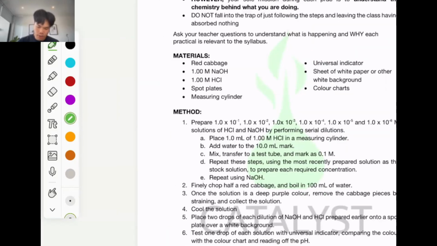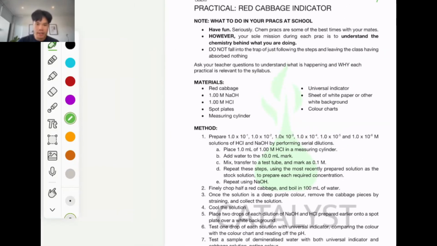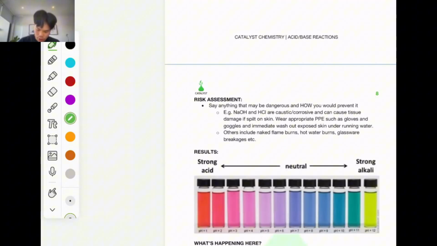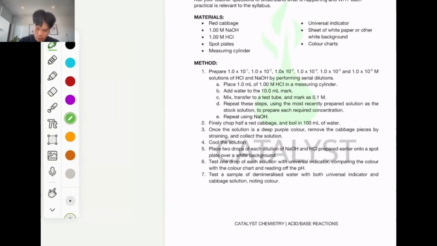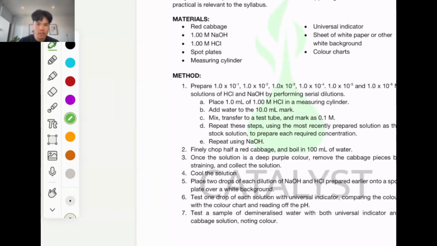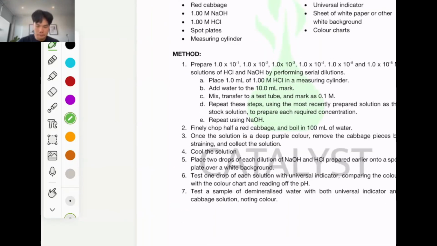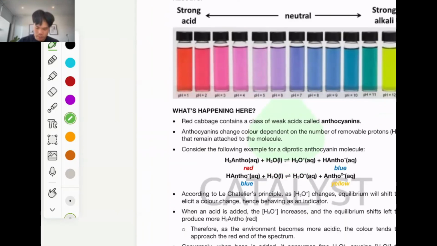There's a red cabbage indicator prac where you have to make the indicator by boiling red cabbage. Only strange detail to remember here: I remember one of the questions in the HSC was about the boiling temperature. I think it was either 100 or 120. I think it was 120 degrees Celsius. You can't go above, or you denature the indicator. But apart from that, the procedure is there.